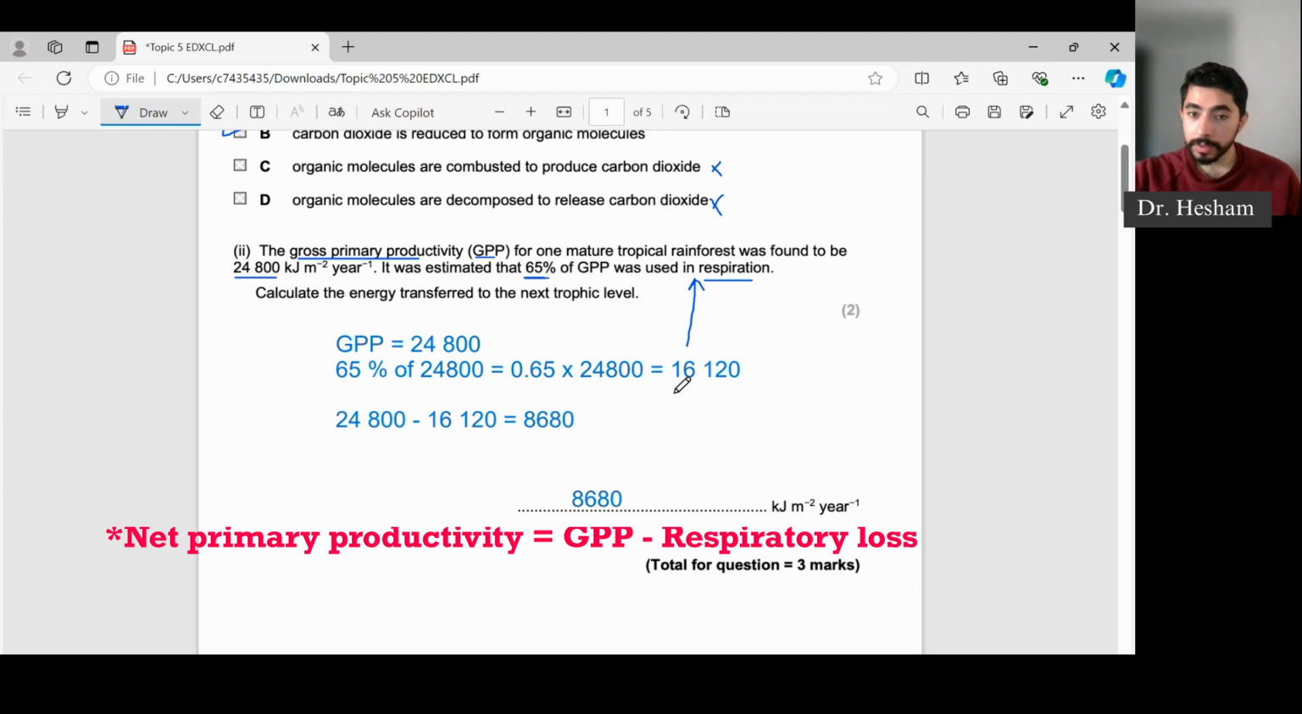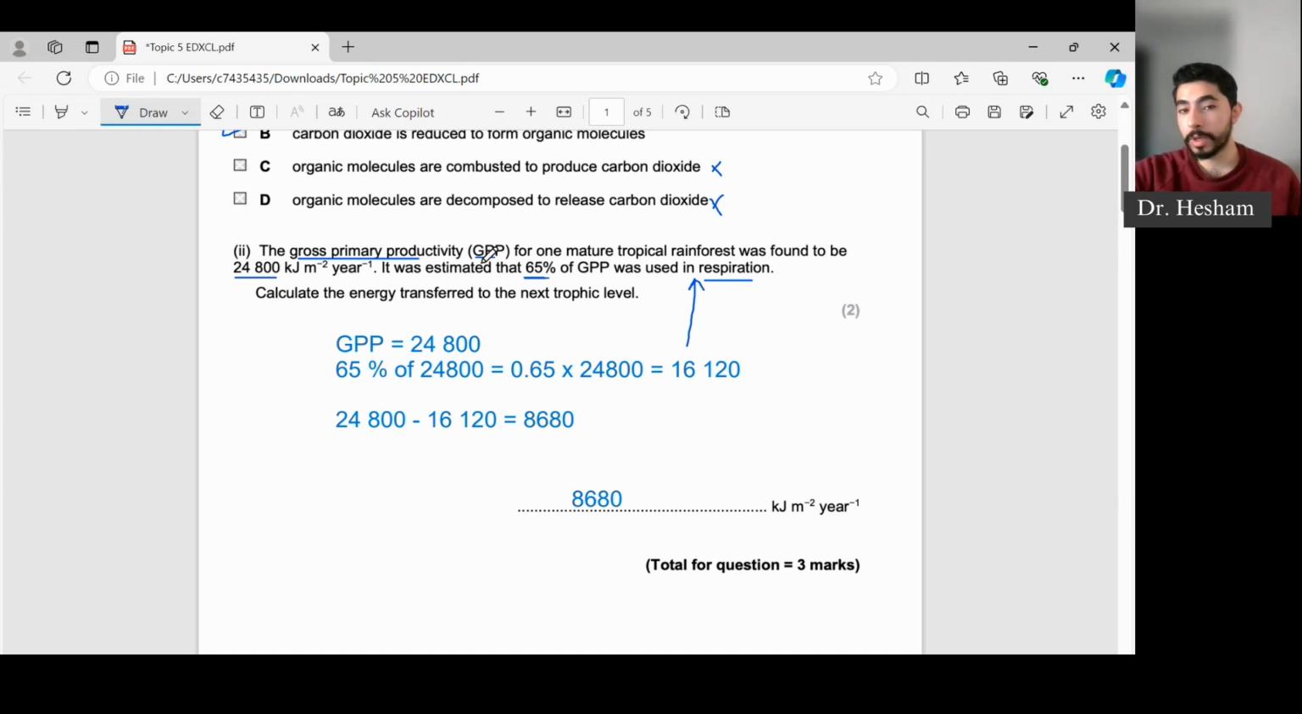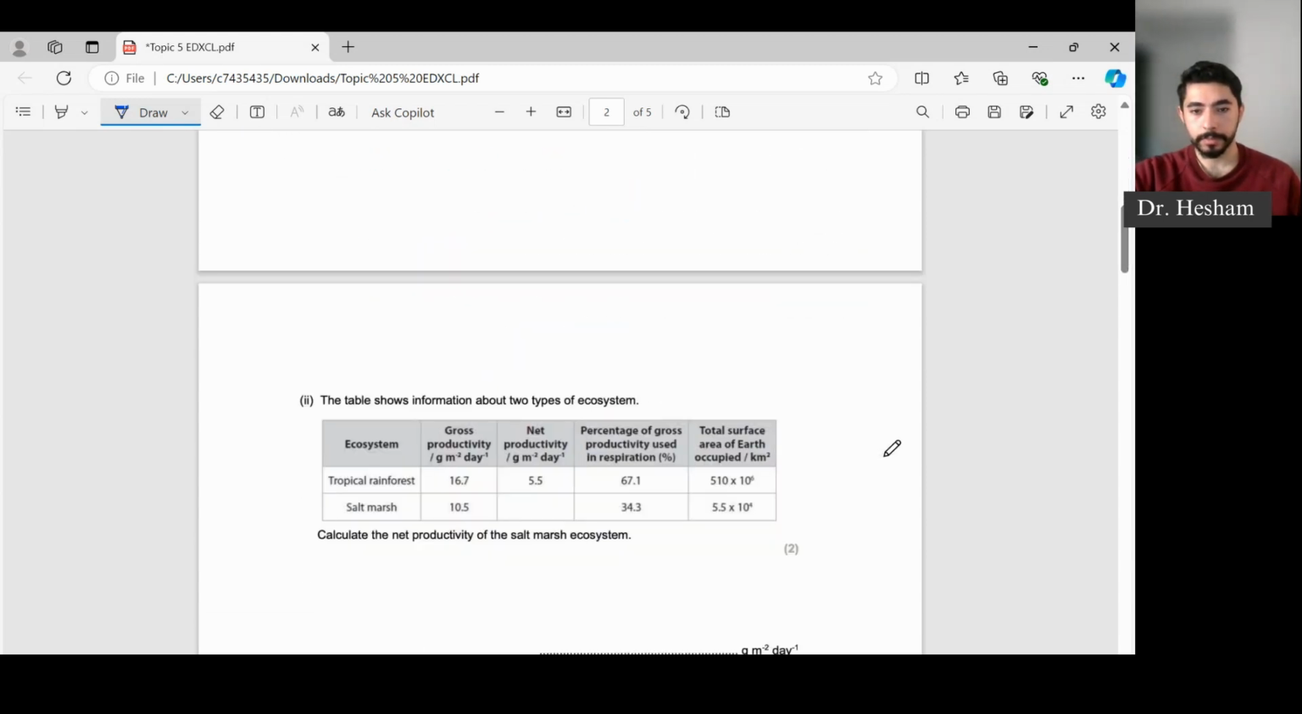So what is transferred to the next trophic level? 24,800 minus this amount of energy. So we will get 8,680. This is the amount that is stored by the plant and is available for the next trophic level. All right, there's another way of doing this, which is directly getting 35% of this, and it will give you this answer. So this is 35% of 24,800. Right, hope that's clear. Let's go to the next question.